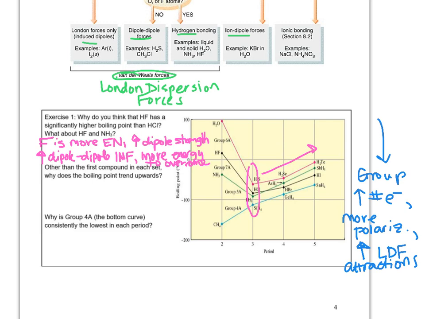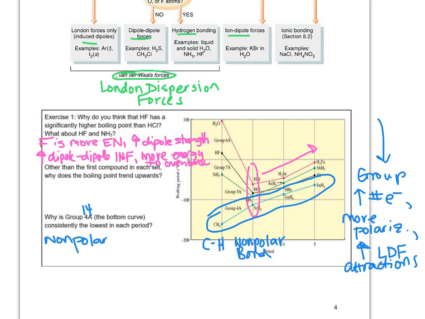All right, then the next question says, why is group 4A, the bottom curve, consistently the lowest in each period? So group 4A is the same as 14. So the bottom one, why is it consistently the lowest? And so it's asking us to consider this one right here. But that's because almost all of those are nonpolar. So C to H is a nonpolar bond, right? So it only has LDFs.